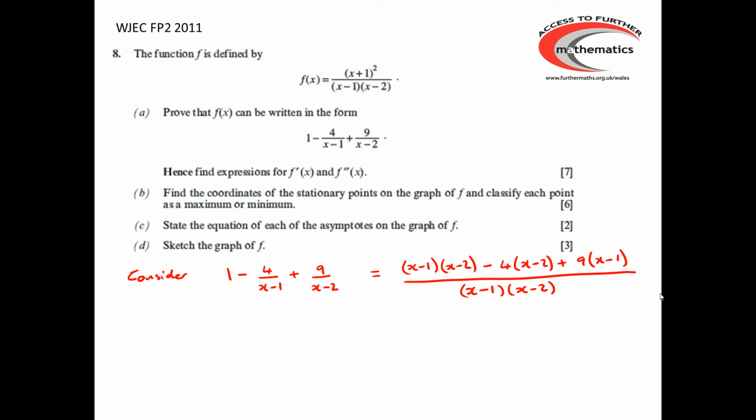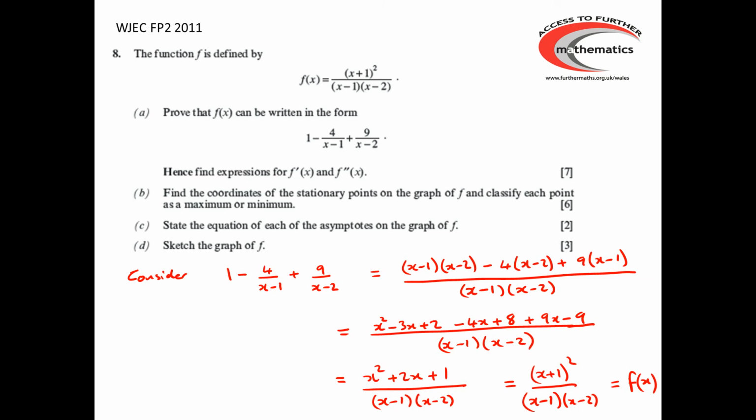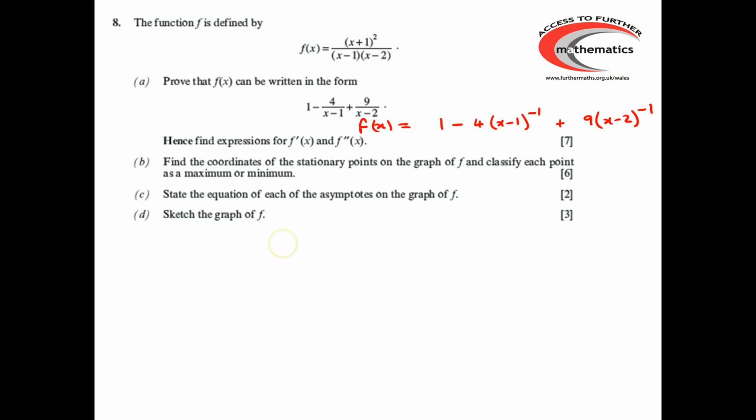Expanding the brackets on the numerator gives me that, and then simplifying gives me x squared plus 2x plus 1 over (x minus 1)(x minus 2), or (x plus 1) squared over (x minus 1)(x minus 2), which is f of x. So we know that f of x can be written as 1 minus 4 over x minus 1 plus 9 over x minus 2, which of course we can rewrite as 1 minus 4 lots of (x minus 1) to the minus 1, add 9 lots of (x minus 2) to the minus 1.